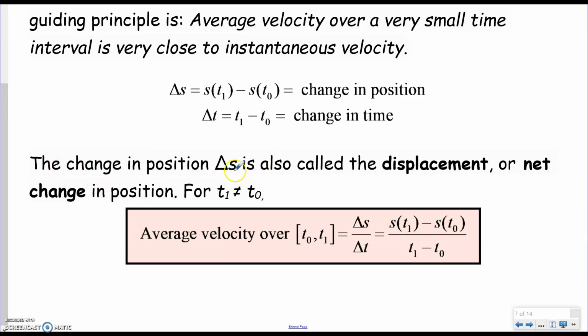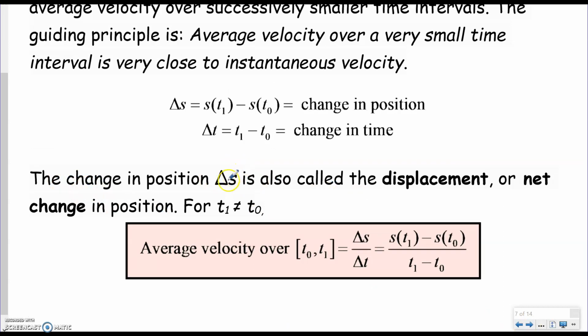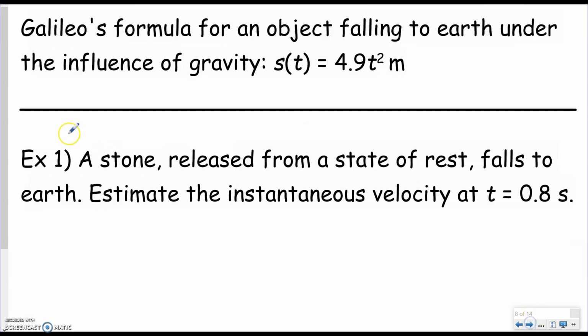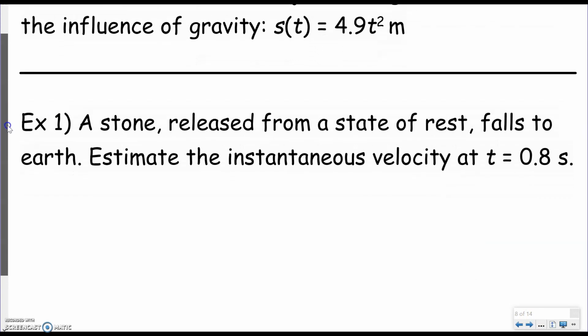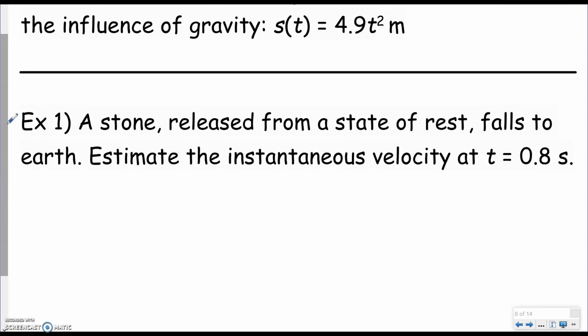So change in position is called delta S. Delta is what we use to represent change, and that's called the displacement or net change. So we're going to move on. Let's do some examples here. You've seen this before. Galileo's formula for an object falling to Earth under the influence of gravity is S of t equals 4.9 t squared meters. If it is feet, we change that to 16 and go from there. So if a stone is released from a state of rest and it falls to the Earth, estimate the instantaneous velocity at t equals 0.8 seconds.